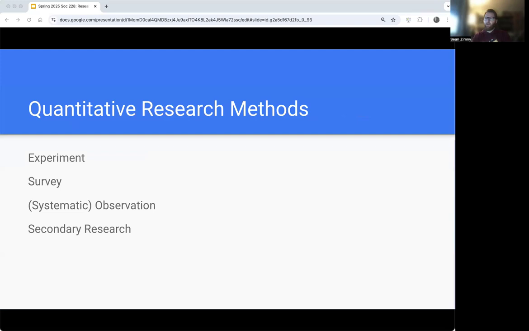Methods in quantitative research. So there are 4 key areas here: experiment, survey, systematic observation, and then secondary research. So methods are how we're actually going about finding or gathering this data.